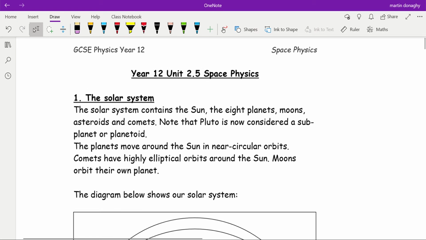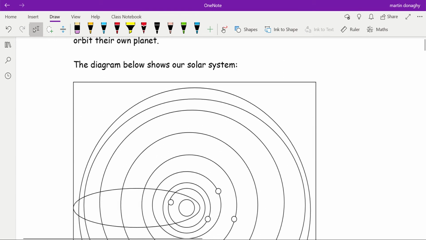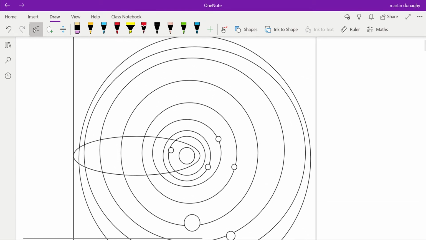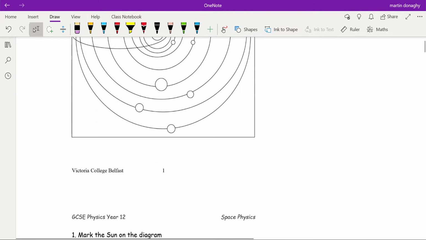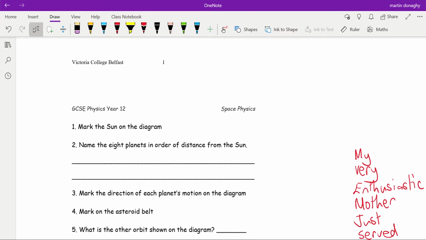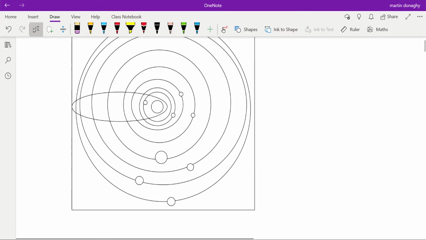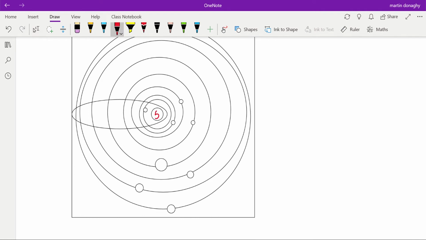The first couple of pages look at really revision from year 10. So it shows a little diagram of our solar system and it asks you to do a few things with that. So let's go through the questions. Question 1, mark the sun on the diagram. It is right at the center.